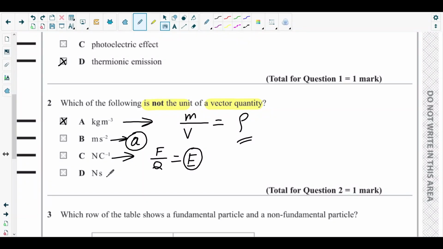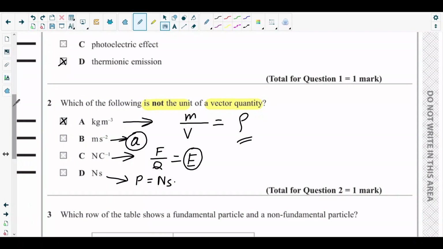Then Newton second, it's the unit for what? Momentum. Newton second is the unit for momentum, and it corresponds to Ft, or impulse, you can say. Impulse is a vector quantity, we know that. So definitely D is also not the answer. So the only answer is A.